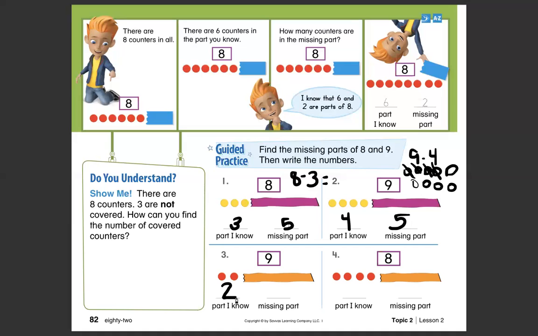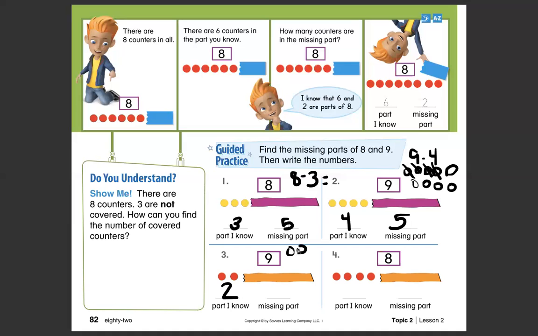Okay, excellent. Now, what is our missing part? We can write this 2 different ways. You can start at 2 and count all the way to 9, or you can draw a picture like a subtraction problem. So you know we have 9 circles in all.